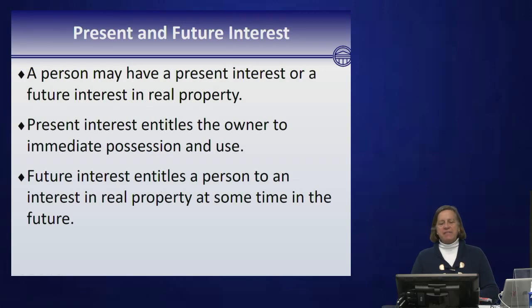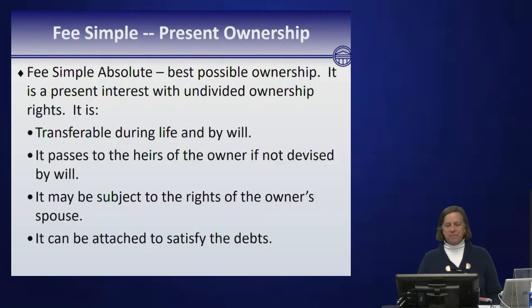You could have a present ownership in real property, or you could have what's termed a future interest in real property. A present interest would entitle the owner to immediate possession and use right now. A future interest only entitles a person to an interest in that real property at some time in the future. Let me explain a little bit more.